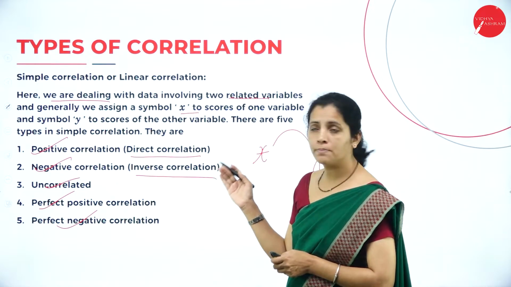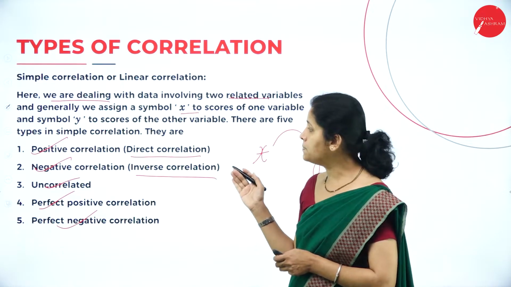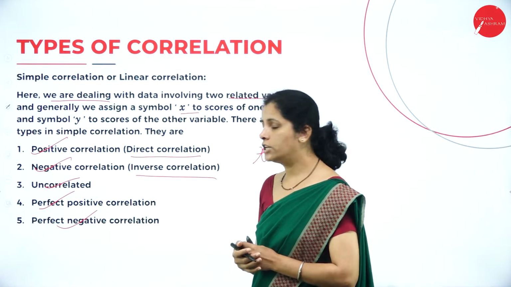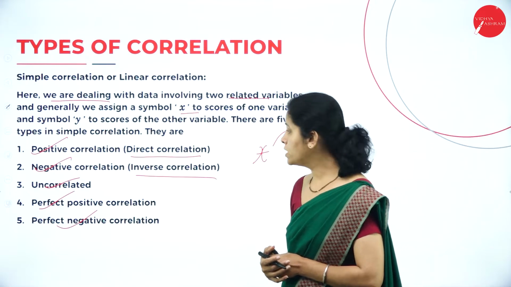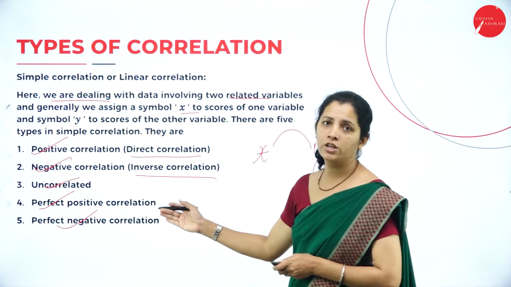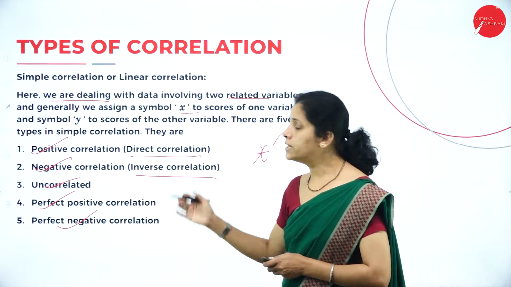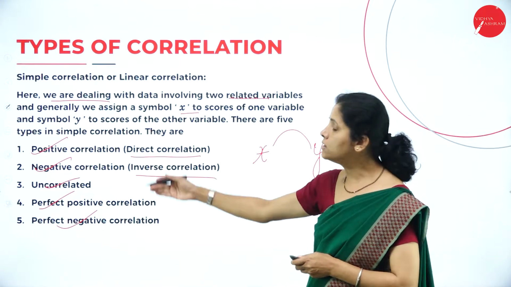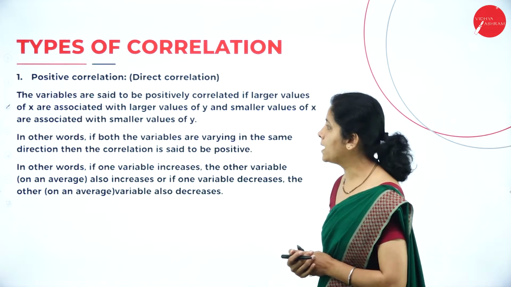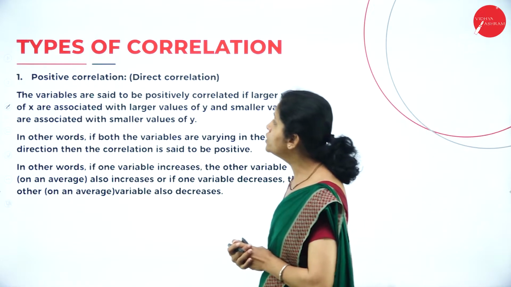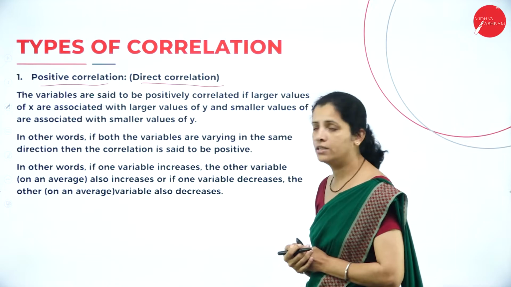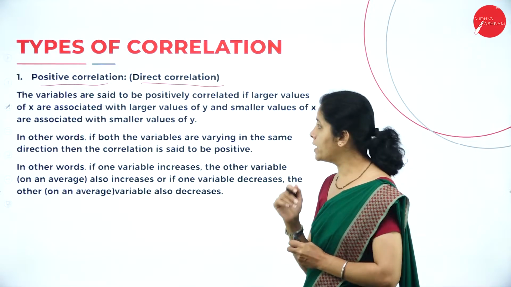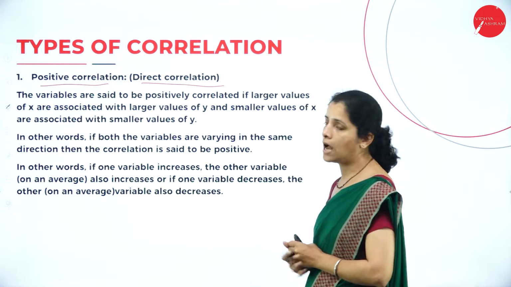So under simple correlation, how many types? That is positive correlation, negative correlation, uncorrelated, perfect positive correlation, perfect negative correlation. Now, dear student, let me explain all these types one by one. So here, positive correlation, that is direct correlation. I'm going to have the two variables, say x and y.